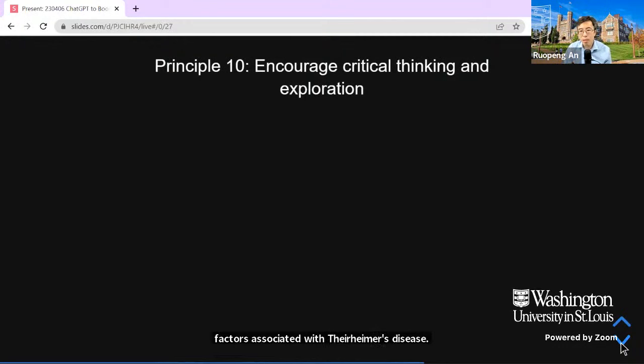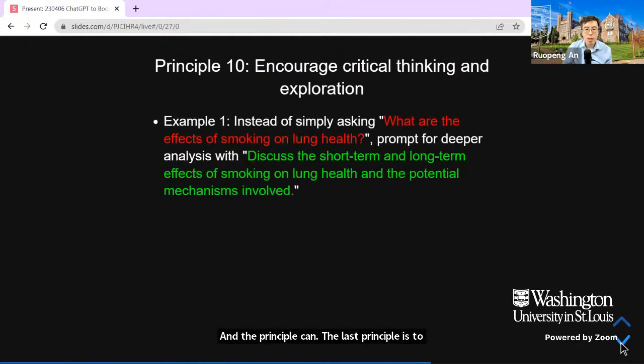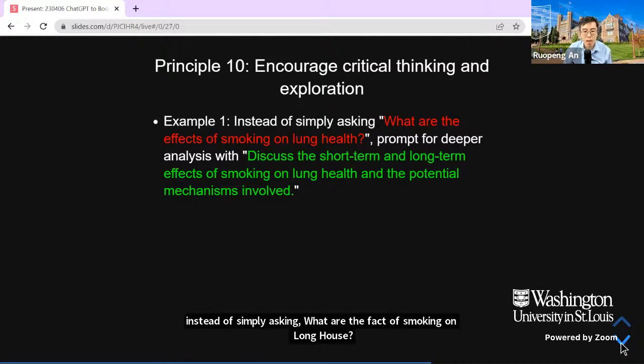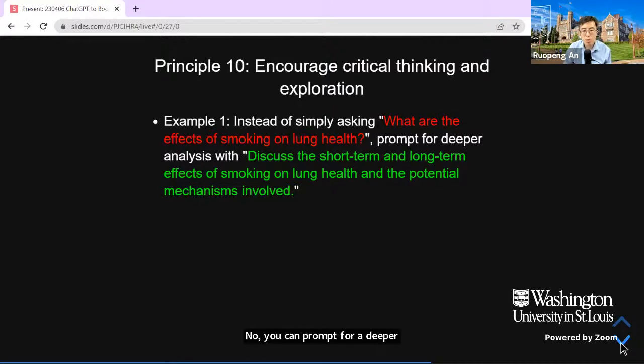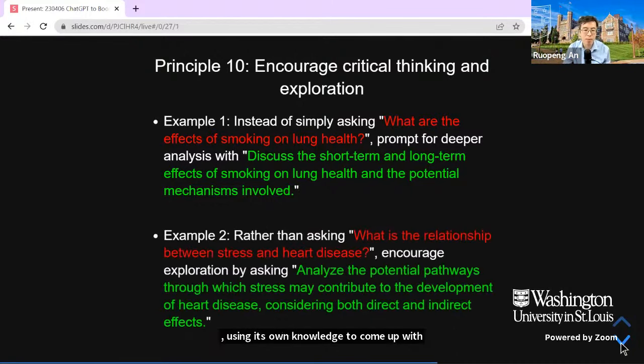And principle 10, the last principle, is to encourage critical thinking and exploration. So instead of simply asking what are the effects of smoking on lung health, you can prompt for a deeper analysis with: discuss the short-term and long-term effects of smoking on lung health and the potential mechanisms involved. So basically, it's going to allow the machine to explore using its own knowledge to come up with some analysis.